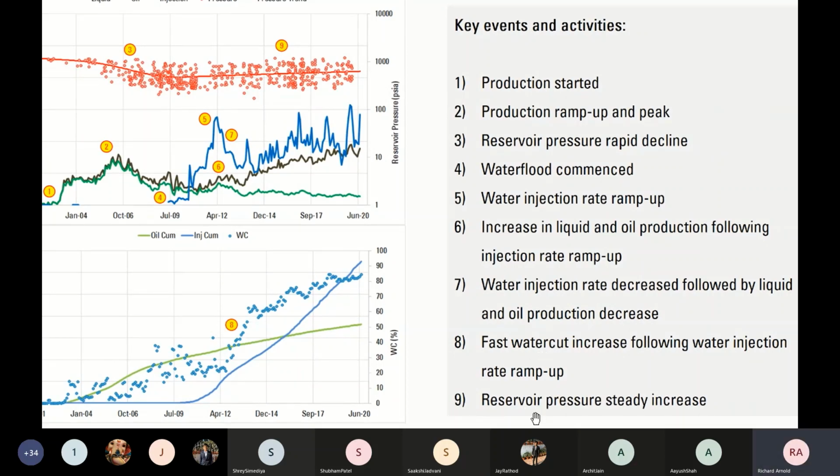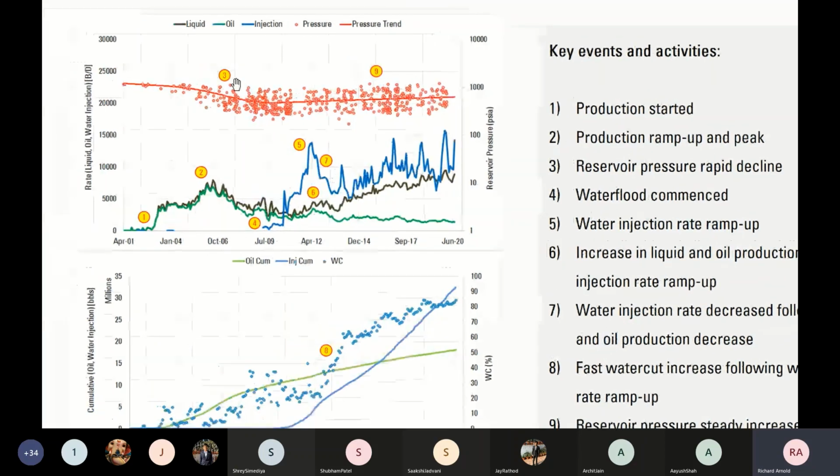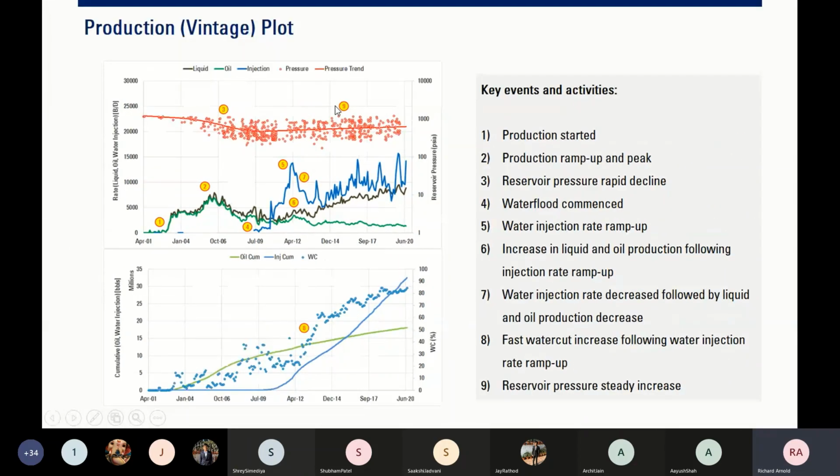At number 9, we can see the reservoir pressure steadily increase. After it declined and depleted rapidly, we can slowly but at a stable rate increase our reservoir pressure. This kind of surveillance analysis is something you need to do as a reservoir engineer, petroleum engineer, or field engineer. And those are the arrows for each event in the history.